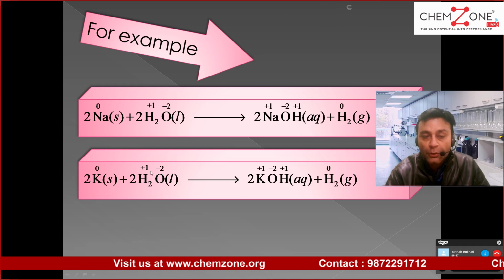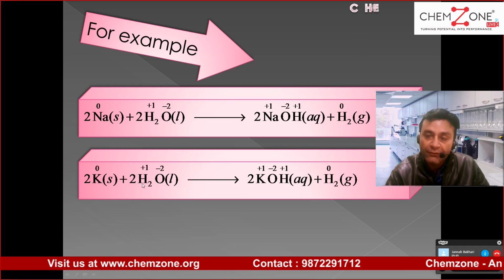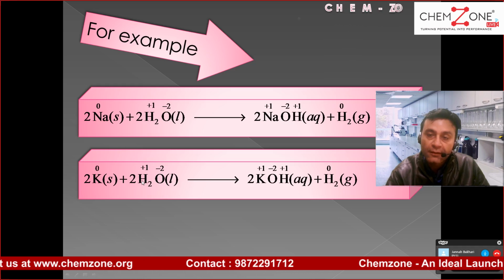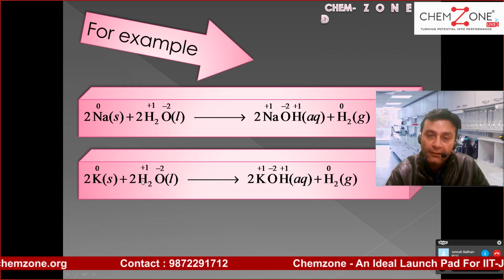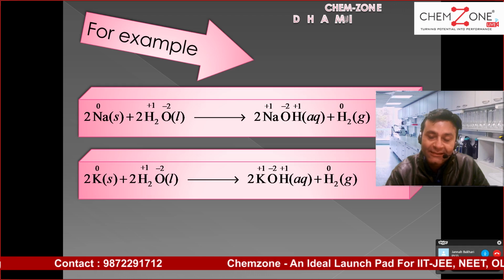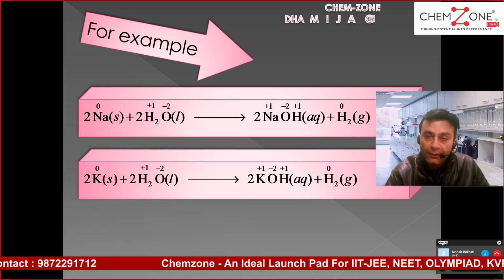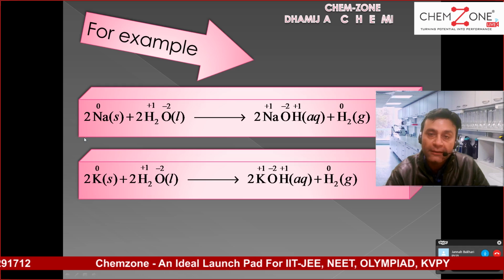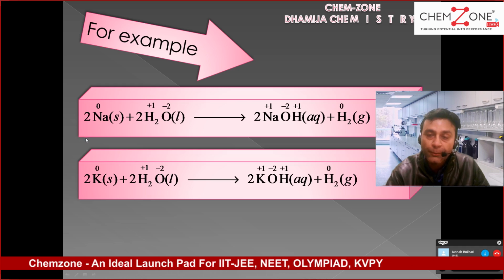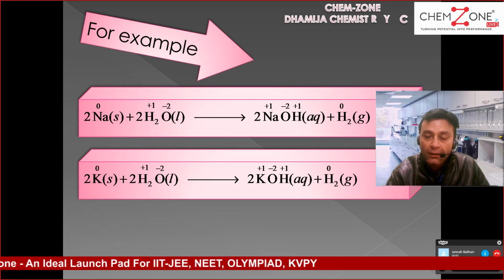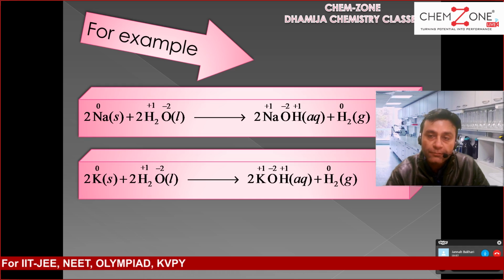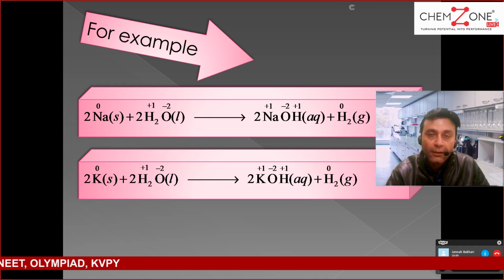Can you tell me out of sodium and potassium, which is more reactive? Sodium. No, it is potassium, because you know that sodium and potassium are in the same group number 1 of the periodic table. As you go down the group, atomic size gets bigger. So the tendency to lose electrons is more, and the reactivity will be more, right?